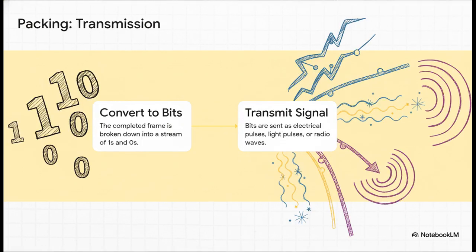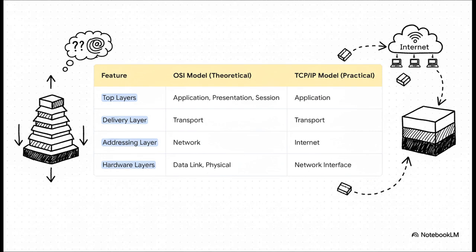And finally, the journey actually begins. At the physical layer, that fully packaged frame gets converted from digital ones and zeros into actual physical signals that can travel across the network. We're talking electrical pulses for a copper cable, little flashes of light for fiber optics, or radio waves for your Wi-Fi. So here's a really key point.